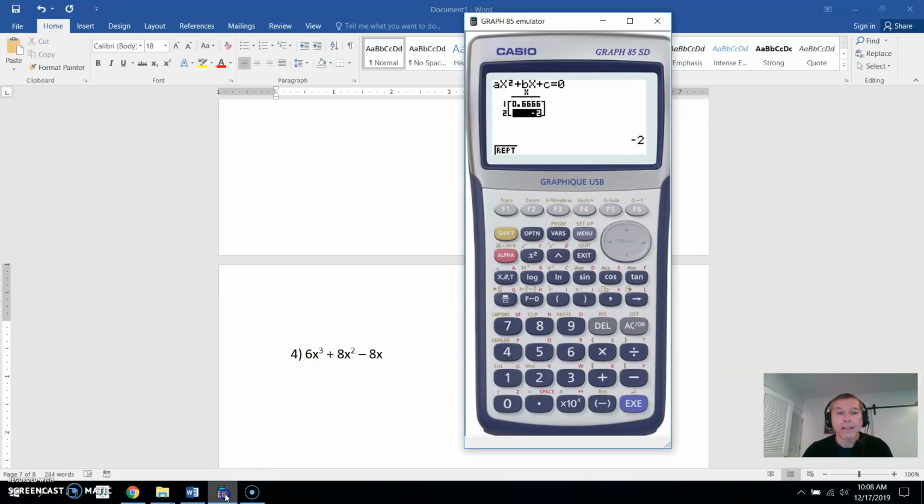So here we go. I could hit exit, and I'm going to hit exit again because this one's a cubic. So let's go to degree 3 and put in my coefficients. You can see the a is the number before the x cubed, and on this problem that would be 6. Then the b is the number before the x squared, which would be 8. The c is the number before the x, which is negative 8. And then the d is any constant I have at the end. Well, there is no constant at the end, so I'll just leave that be 0. Once you get those in, just hit execute or hit solve, and you'll get these values.